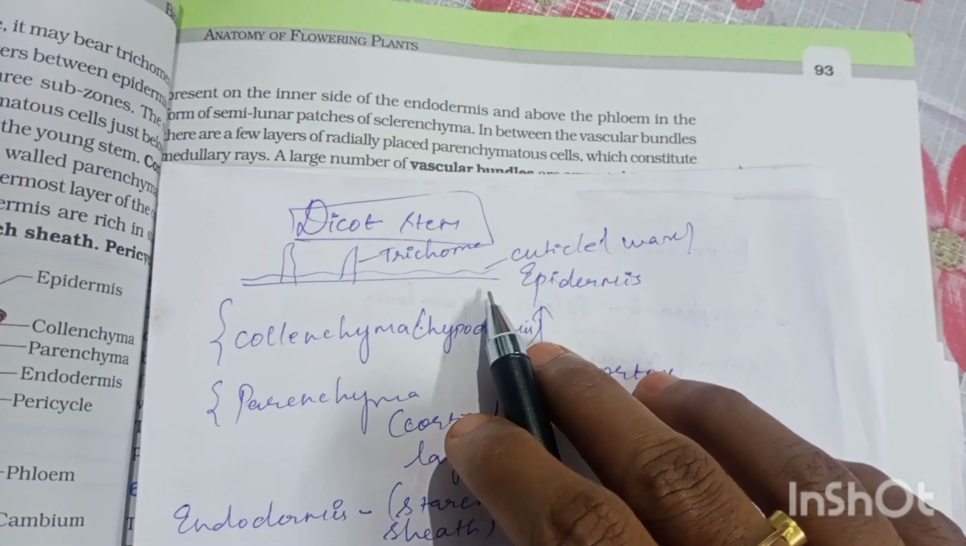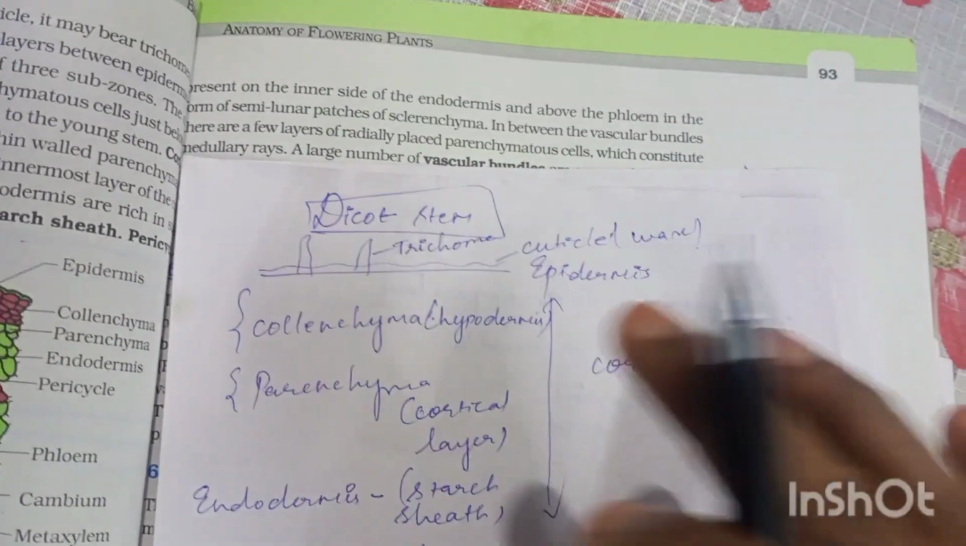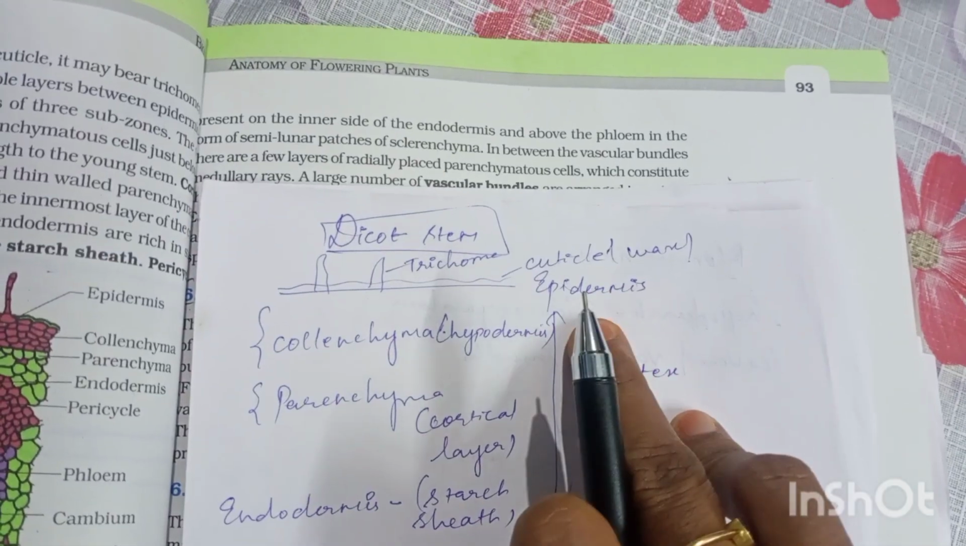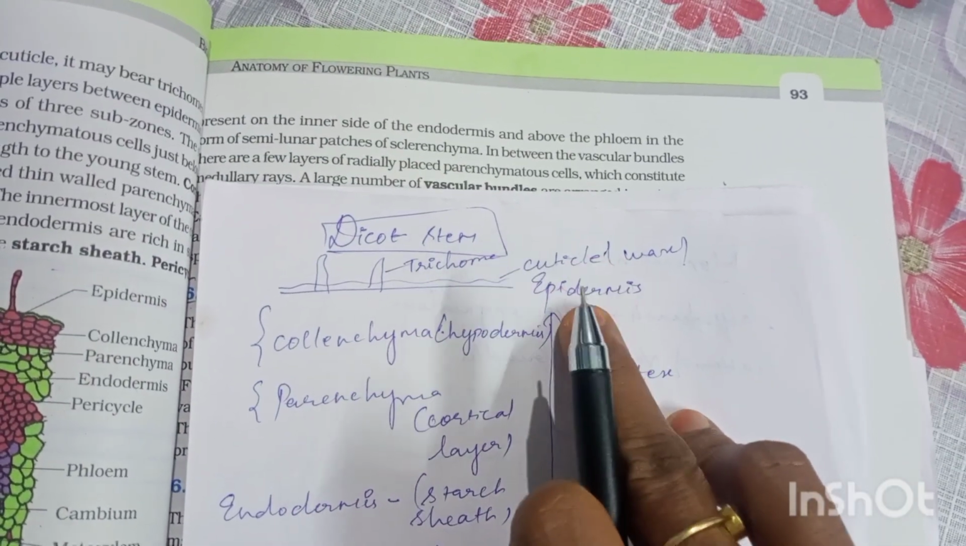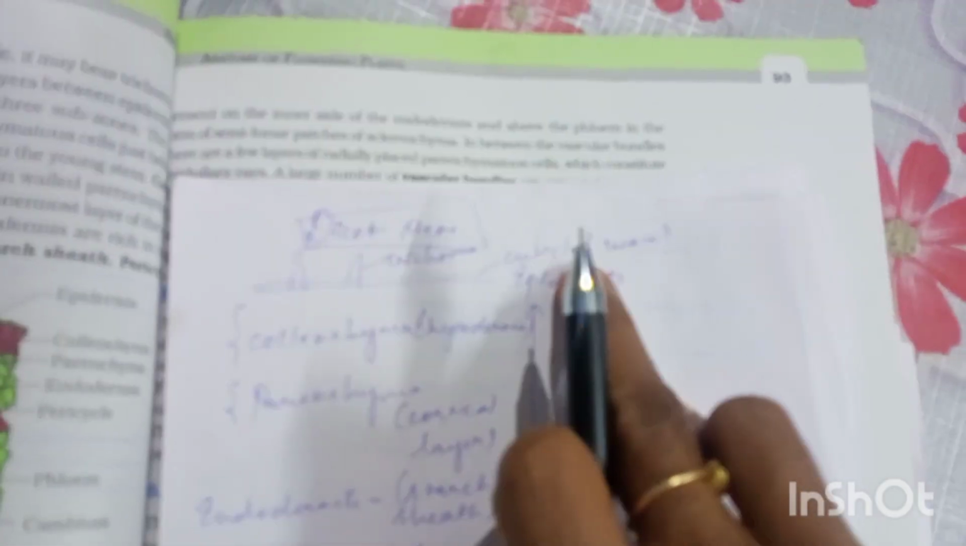Today let's discuss dicot stem and monocot stem, that is, the anatomy of dicot stem and monocot stem. So the outermost layer is the epidermis. It is made up of closely arranged parenchymatous cells. The epidermis is protected by an extra layer called cuticle.